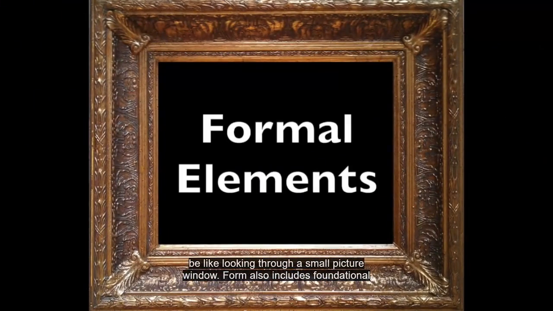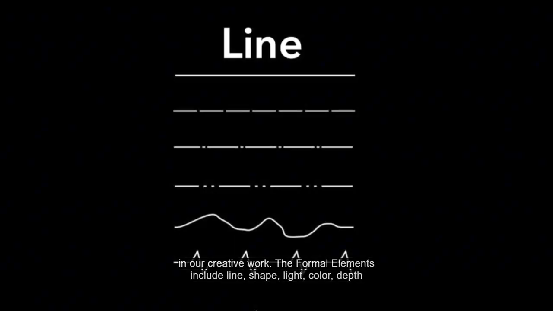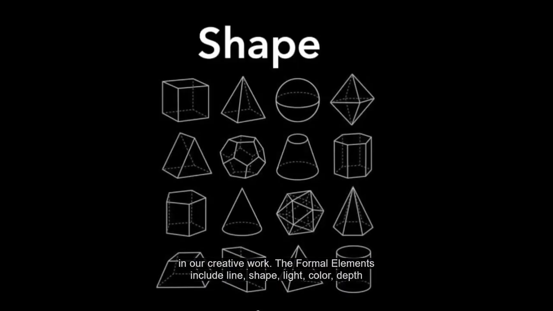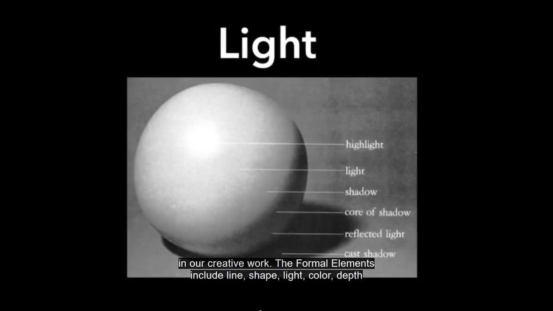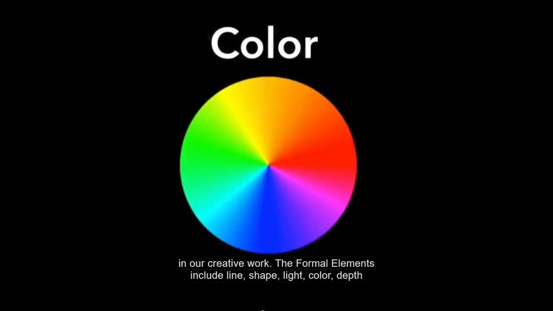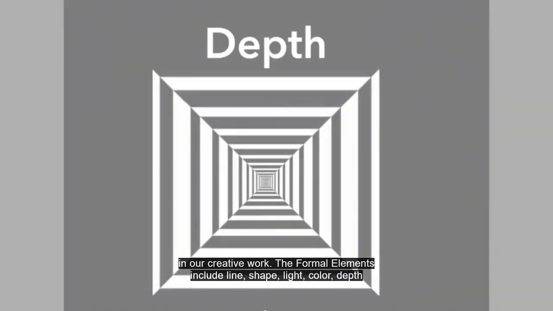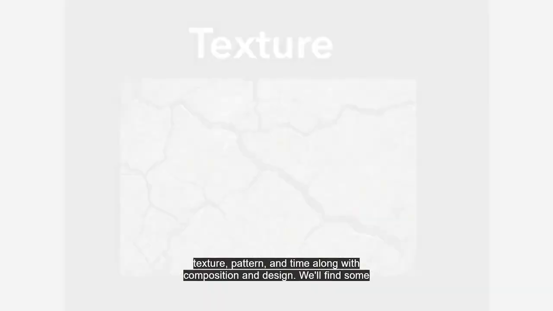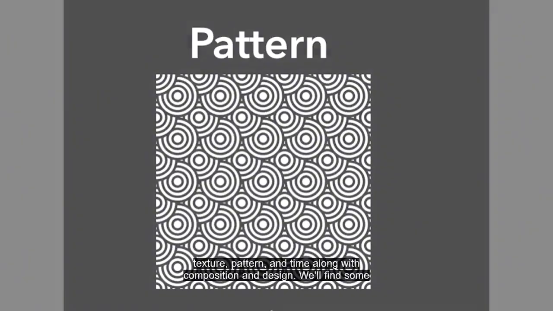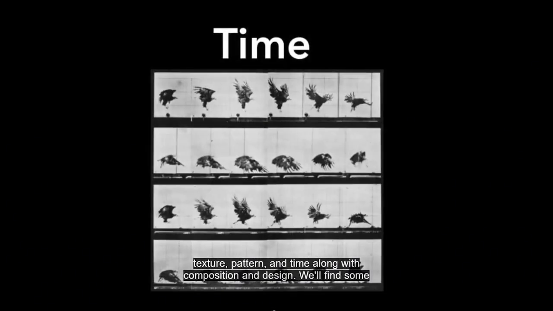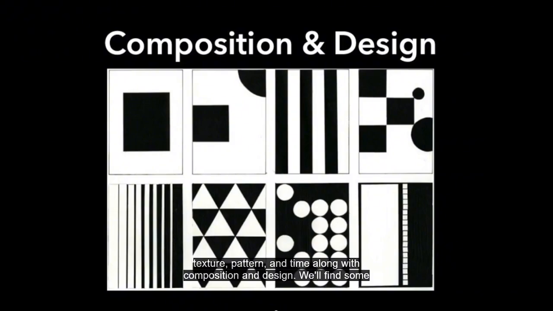Form also includes foundational visual components known as the formal elements. And during the semester, we'll spend time investigating each formal element in both writing assignments and in our creative work. The formal elements include line, shape, light, color, depth, texture, pattern, and time, along with composition and design.